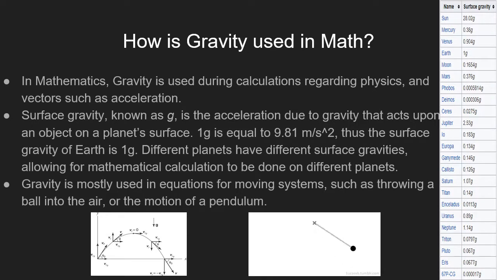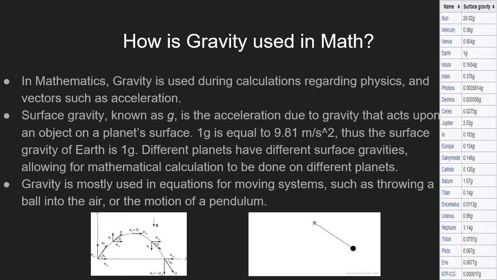So, how is gravity used in math? Well, in mathematics, gravity is used during calculations mostly regarding physics and vectors such as acceleration. Surface gravity, known as little g, not big G, is acceleration due to gravity that acts upon an object on a planet's surface. Every single object on Earth is affected by gravity. And 1 g is equivalent to 9.81 meters per second squared, which is where we get our acceleration due to gravity on Earth. So the surface gravity of Earth is 1 g.